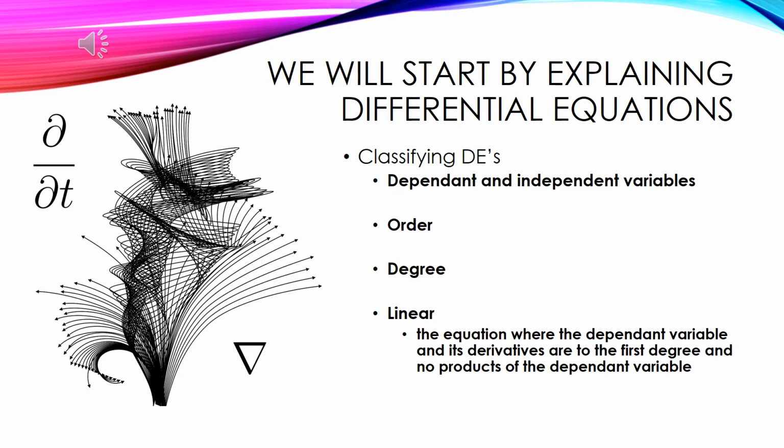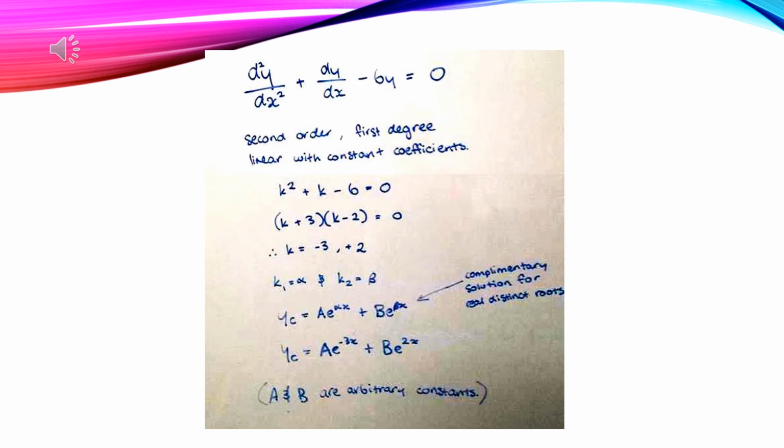Following this, determine whether the equation is linear. A linear DE is where the dependent variable and its derivative are first degree and there are no products involved with the dependent variable or its derivative. From the previous slide, to classify this example, we know that it's a second order differential equation to the first degree and is linear with constant coefficients. We can see that this differential equation is homogeneous because the right-hand side is equal to 0.